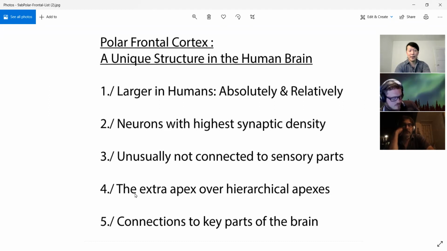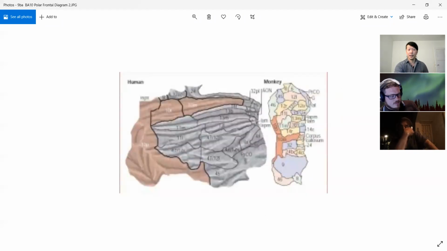This extra apex over the hierarchical apexes is reflected in the connections of this part of the brain. And the connections are very special. Of course, it's connected with these apexes. So it's connected with the apex of speech, the apex of cognition, the apex of spatial processing, the apex of semantics, and some of these connections are here.